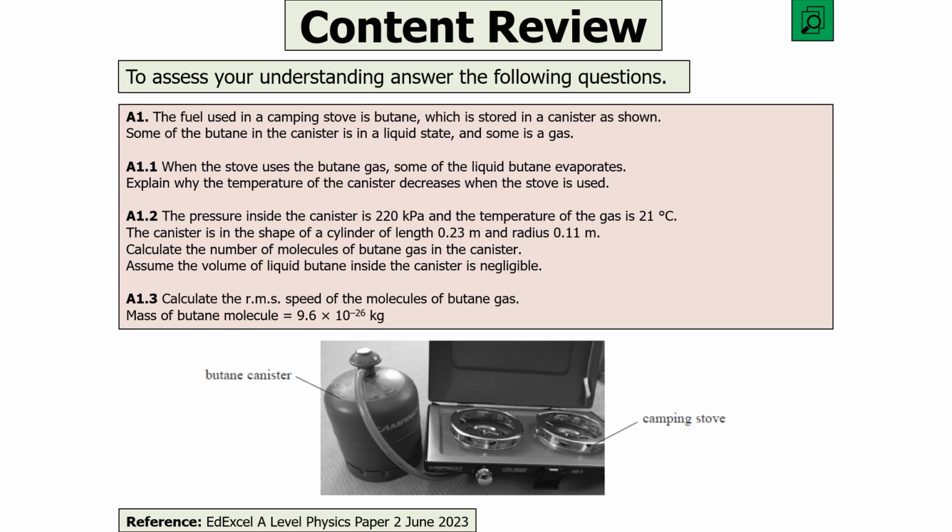The pressure inside the canister is 220 kilopascals and the temperature of the gas is 21 degrees Celsius. The canister is in the shape of a cylinder of length 0.23 meters and radius 0.11 meters. Calculate the number of molecules of butane gas in the canister. Assume the volume of the liquid butane inside the canister is negligible, and then calculate the RMS speed of the molecules of butane gas. So pause the video now, then unpause the video when you want to go through your answer.